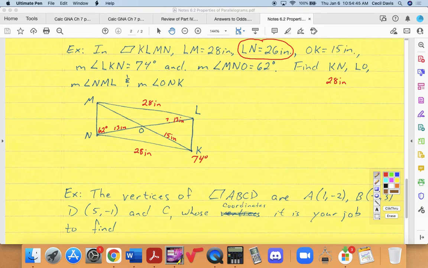That was easy. Well, we're not done yet. Don't jinx us. LMN. 62 degrees. 74 degrees. 74? Oh, I was looking at the wrong one. Yeah, it's the whole angle, so that's got to be 74 degrees. And then ONK.